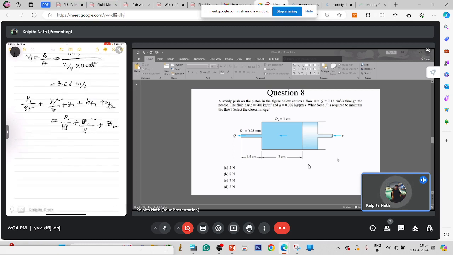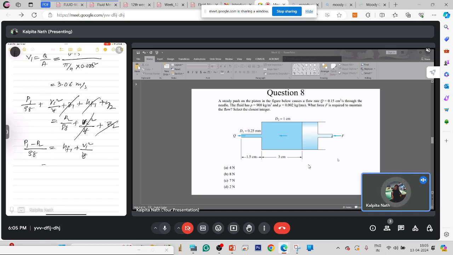So Z1 and Z2 are equal, right? Z1 is equal to Z2, so this will get cancelled out. V2 is equal to 0, obviously, as this is a large tank, a large pipe, so V2 is equal to 0. HF1 is equal to 0, friction loss, as it is considered too small. So assume laminar flow, so the pressure difference in the piston, P1 minus P2 upon rho g, is equal to HF1 plus V1 square by 2g.